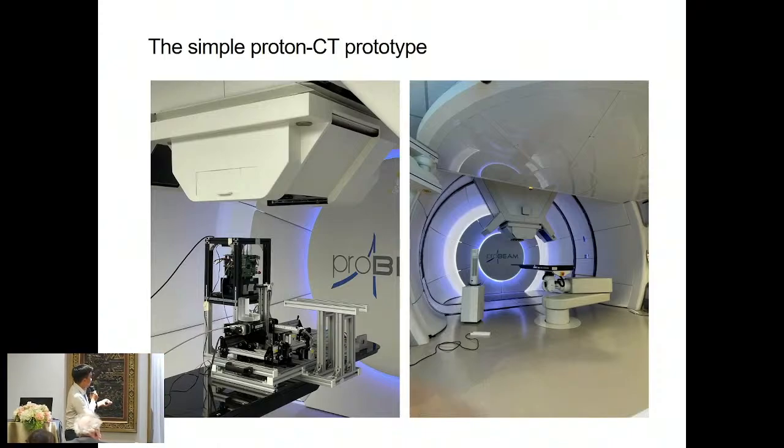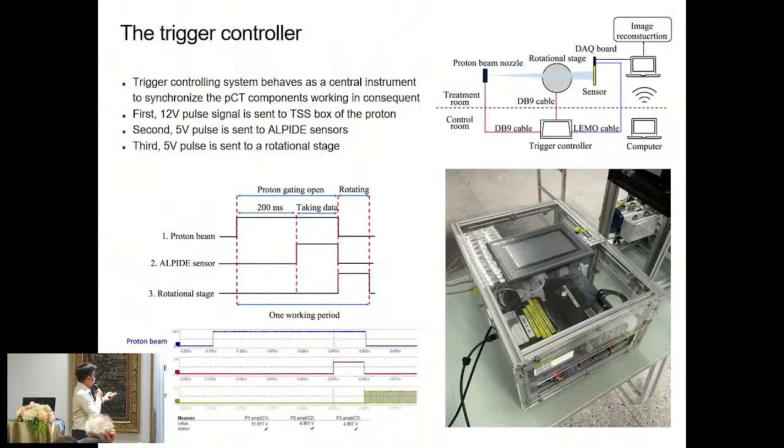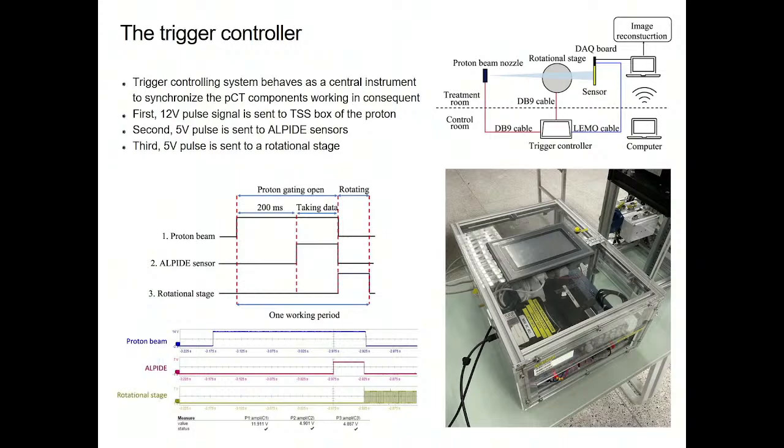Actually, I told you this is our 6th sensor that we have. The proton should come from this direction, and the phantom is here, and then our sixth sensor is here. To control everything synchronously, this is the hard thing that we also produced. We call it the trigger controller system. The trigger controller system controls the proton beam through the TSS box of the proton therapy. This means we are able to control the proton on and off with the desired parameters that we input.